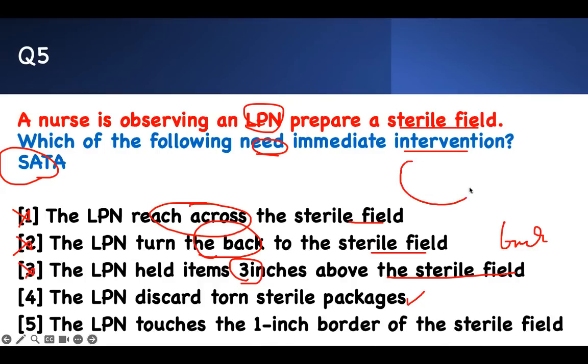The LPN touches the inner 1-inch border of the sterile field. That is wrong. If this is the sterile field, the inner 1 inch, from here to here, if this is 1 inch, is not sterile. Here is sterile. So if it touches there, that's not good. Which of the following need intervention? There's one, this one, this one, this one. 1, 2, 3, and 5 need intervention. 4 is right.